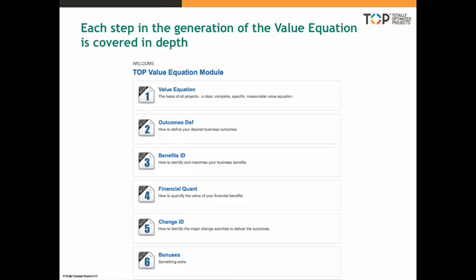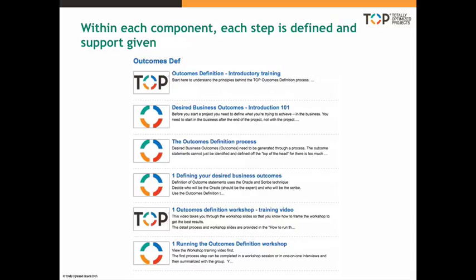And as you can see, each of those steps is identified separately. You identify the outcomes and the roadmap, identify the resultant benefits, quantify the financial benefits, and then identify for each outcome the change activities required to deliver them. Within each of those, we give you a wealth of information, step-by-step introductions and knowledge, know-how, so you know what to do, when, why, and how.